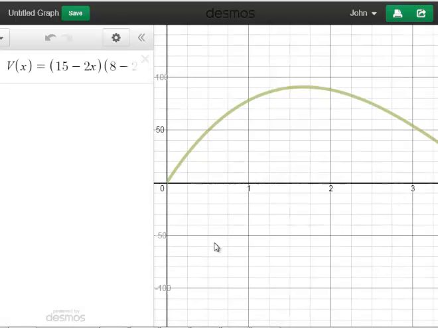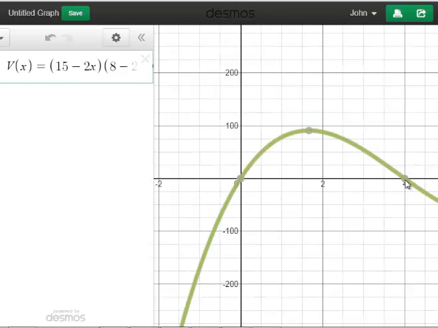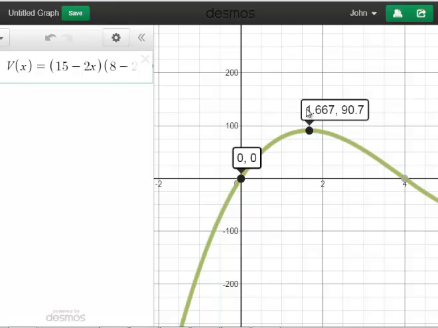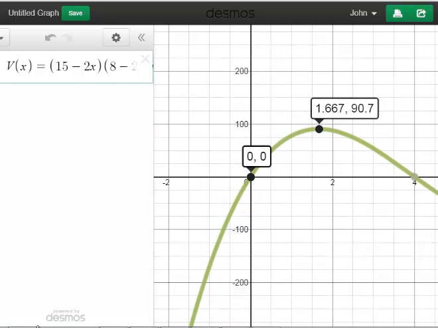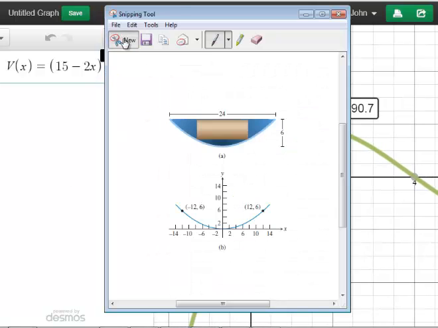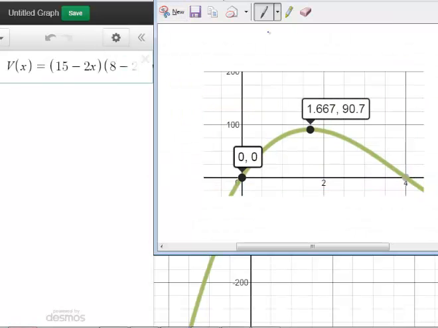What I have here is the crazy shape of a cubic function, but this is what I'm more or less interested in, the space from 0 to 4. And you can see that I max out at a dimension of x is 1.667, or 1 2/3 inches, and the maximum volume will be 90.7. So I'm just going to cut and paste that. So this would be the setup to find my maximum volume.